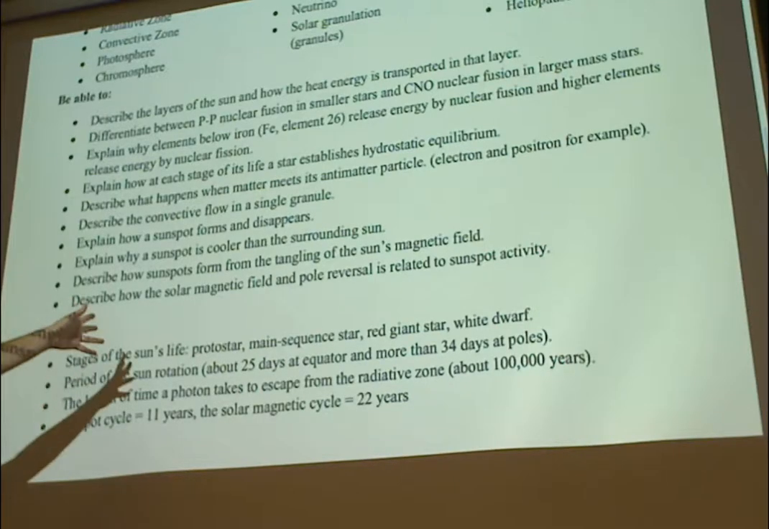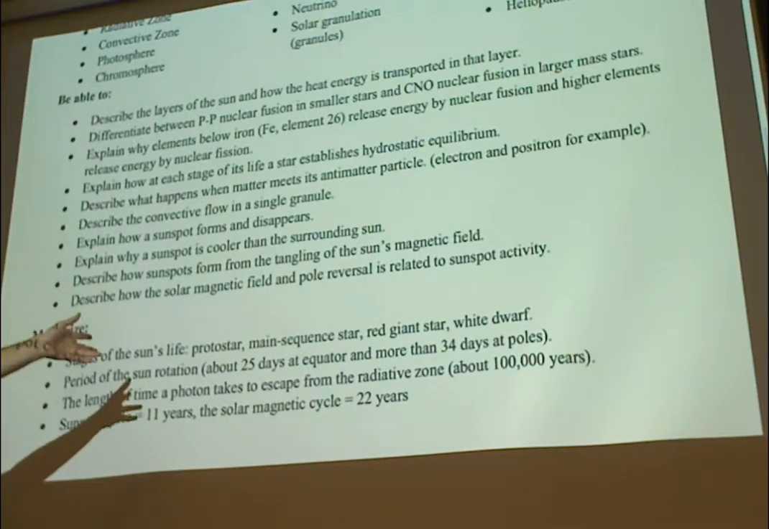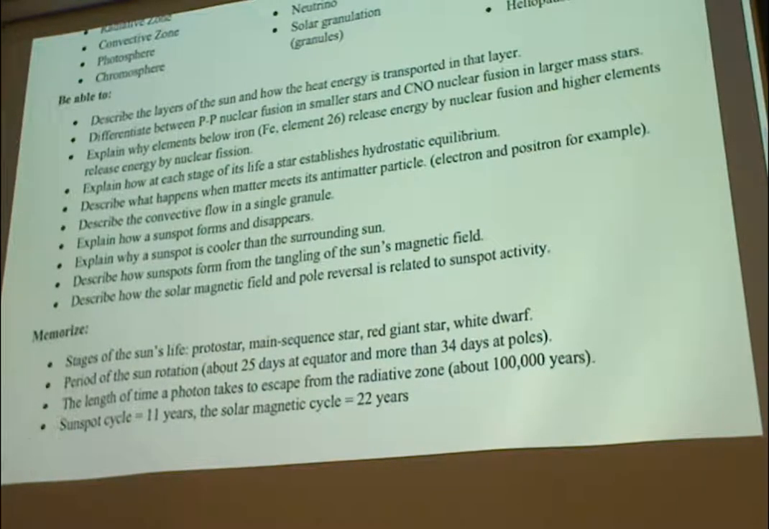Did I describe it enough for you? It's not that complicated. So it pokes out, you get a sunspot. Doesn't poke out, no sunspot. Okay? Smooth, no sunspot. Tangled, twisted, sunspots. Okay? Describe how the solar magnetic field and pole reversal is related to sunspot activity. Okay, so actually it turns out the sunspot reverses polarity in the middle of the solar max, which is kind of weird, but that's what it does. And then it gets smooth again, and there's no sunspot.